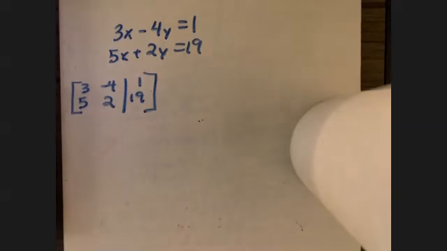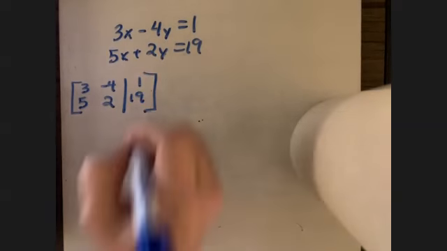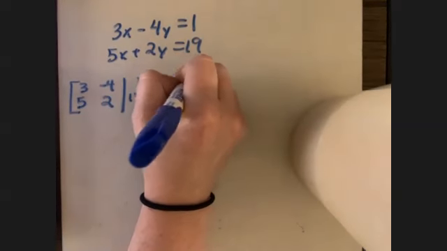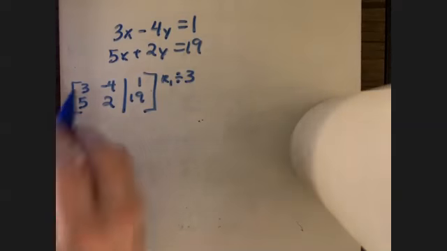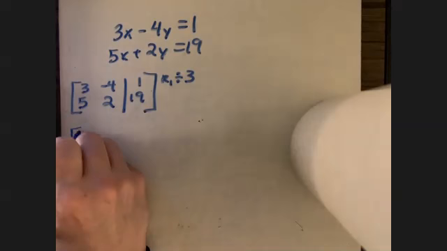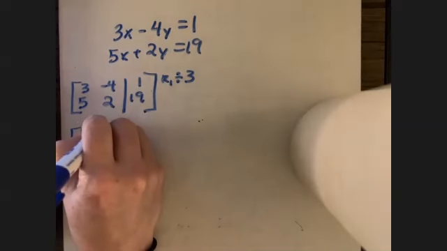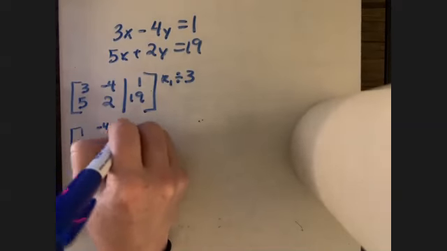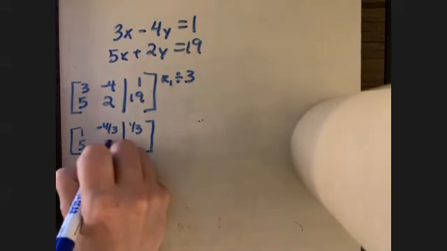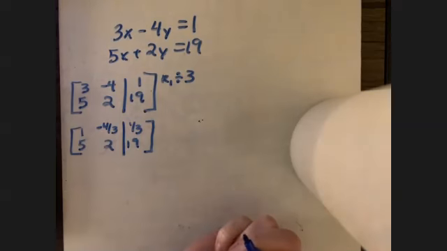Okay. So first thing that I'm going to do is row 1 divided by 3, because I'm trying to make a 1 up here, and the easiest way to do that is to just divide by 3. So it's going to be 1, negative 4/3, 1/3, and I am going to keep this stuff in fractions. 5, 2, and 19.